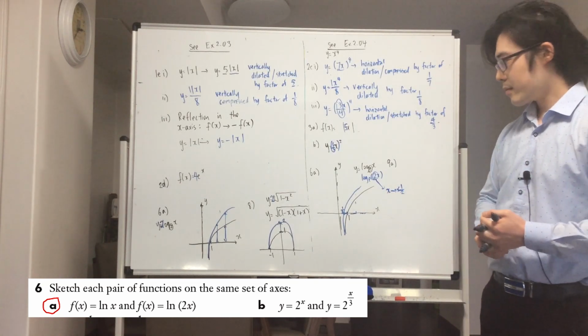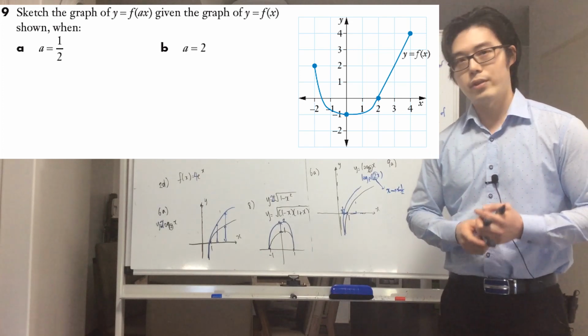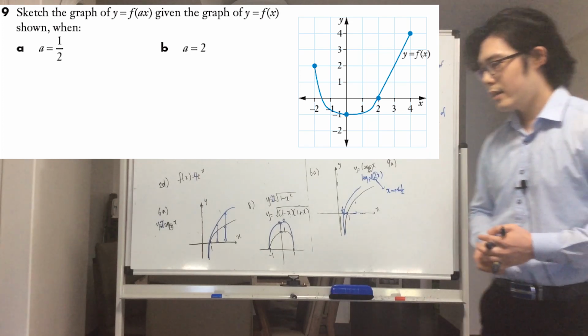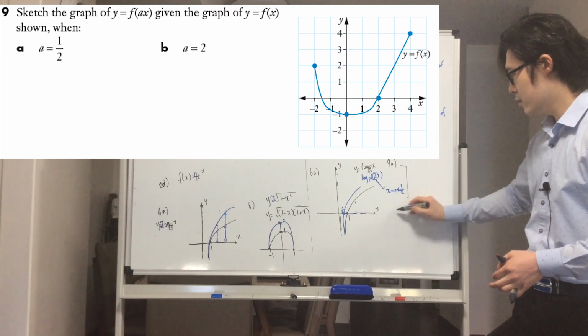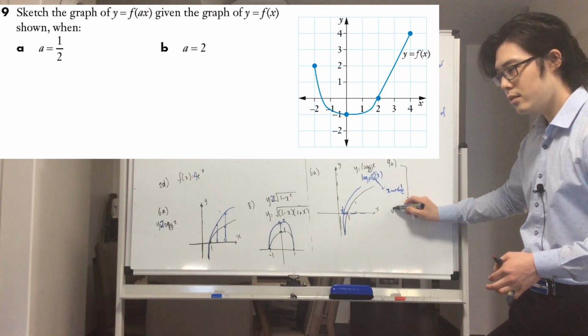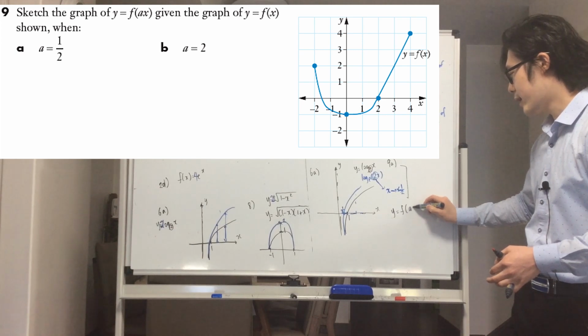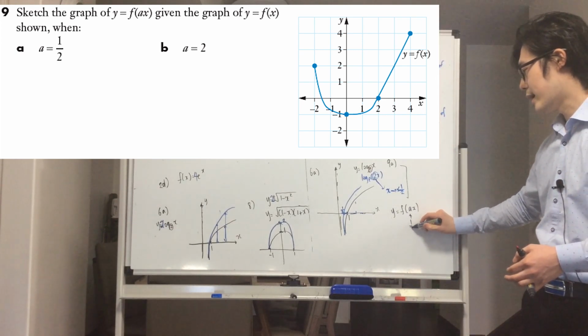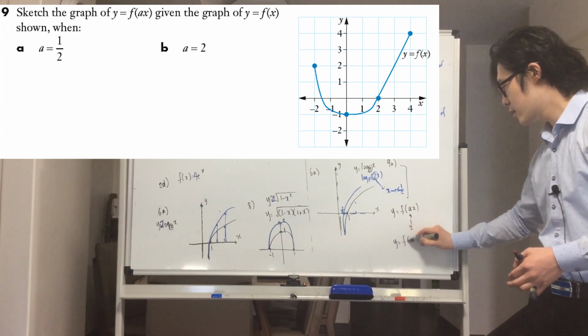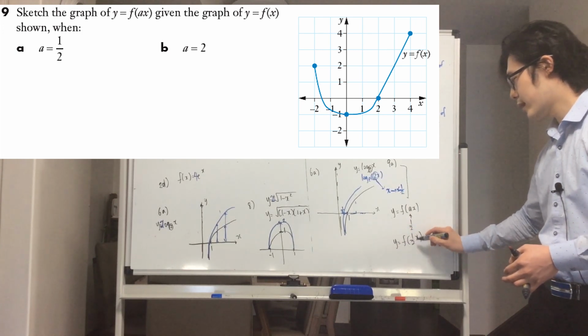Question 9, I'll finish off with that one because I thought that was a bit tricky. It says sketch the graph, so I'll do it here. y equals f of ax. Sketch that if your a value is a half. So sketch half x.